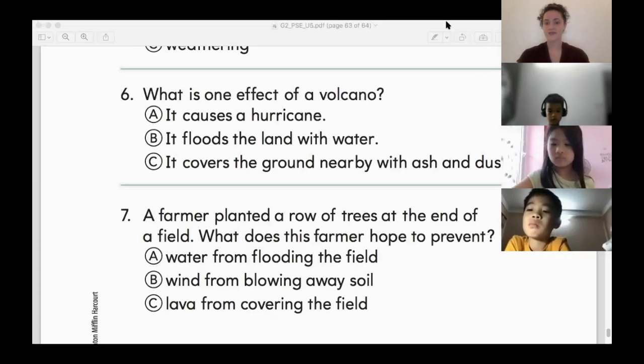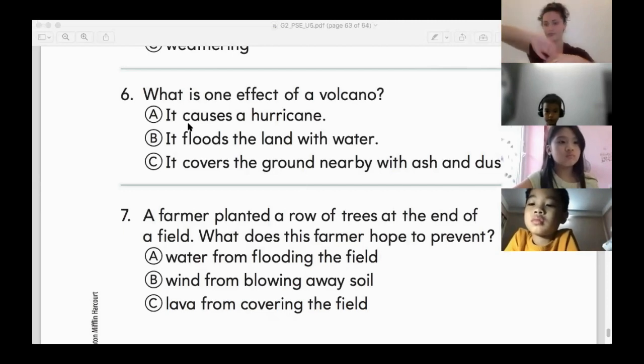All right, looks like we have some conflicting ideas. Remember, hurricanes start in the ocean where there's warm water and air. They start in the warm oceans, not in Alaska, not in the Arctic, in the warm oceans we get hurricanes. Nothing to do with volcanoes.